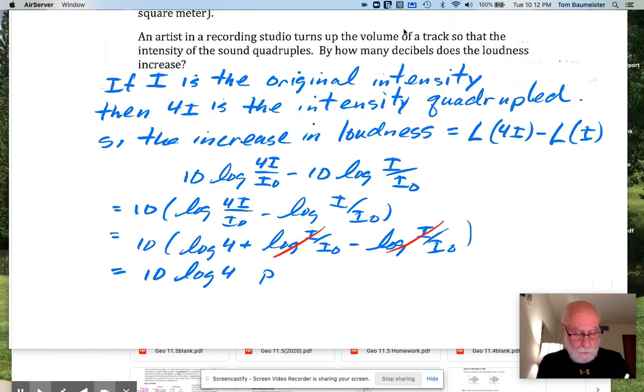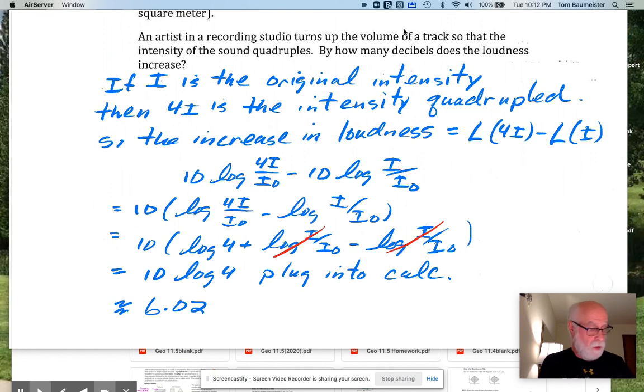So again, you're going to plug that into your calculator. And when you do that, you'll get approximately 6.02. And they said it was in decibels. And that would mean that's what we would say dB is decibels. And that's it.